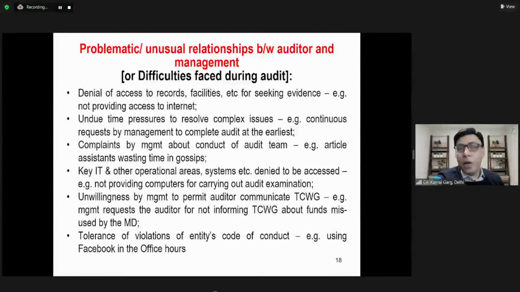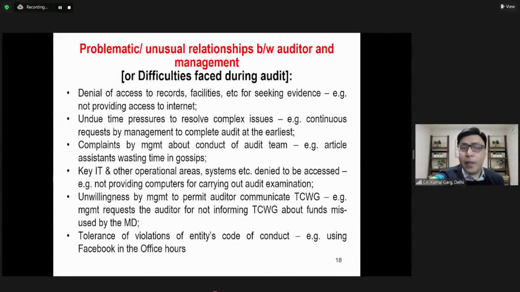Then is undue time pressures to resolve complex issues. So client is pressurizing you. For example, countless requests by the management to complete the audit at the earliest. So normally it happens in the real world. Client will say to the article assistants, make it fast. So it is kind of undue pressure upon you. You will not be able to invest proper time to carry out the audit, and if the audit is completed in a hurried manner, some misstatements are bound to be excluded.